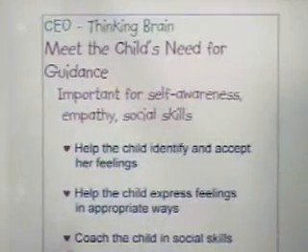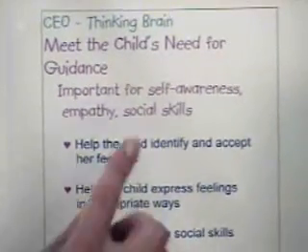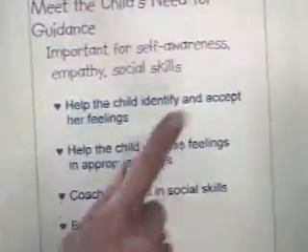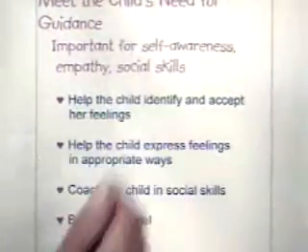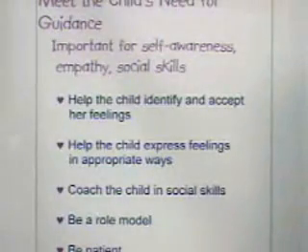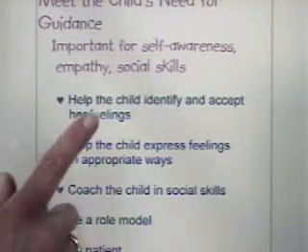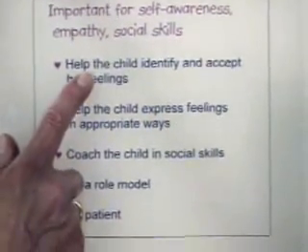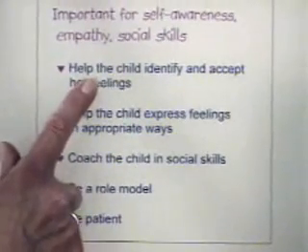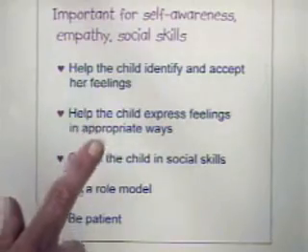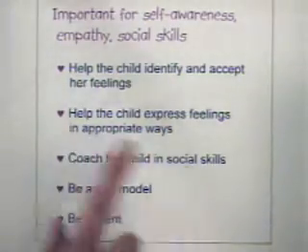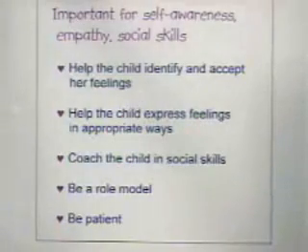What we want to do to help children, to guide children in developing these, is self-awareness first, because that's really the foundation of all the other emotional skills. We want to help children identify and accept their feelings. And I'm going to give you an example of this in a moment, but let's look at the big picture first. And then help them express those feelings in ways that are appropriate.